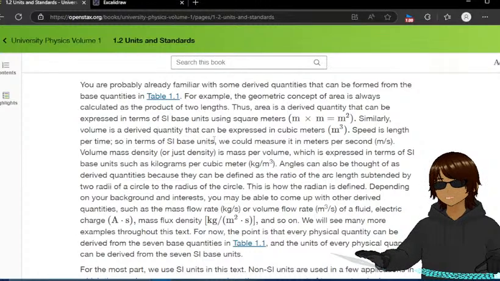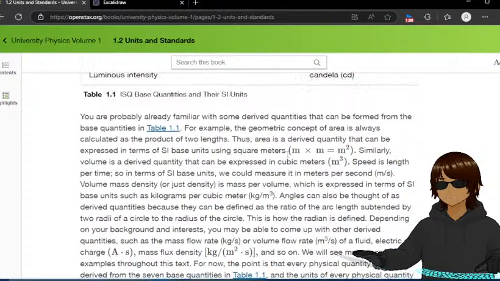So, in terms of SI base units, we could measure speed in meters per second. Mass density is mass per volume, which is expressed in terms of SI base units such as kilograms per cubic meter. Angles can also be thought of as derived quantities, which can be defined as a ratio of arc length subtended by two radii of a circle to the radius of the circle. This is how the radian is defined. Depending on your background and interest, you may come up with other derived quantities such as mass flow rate, kg per second, or volume flow rate of a fluid, electric charge flux, density, and so on.